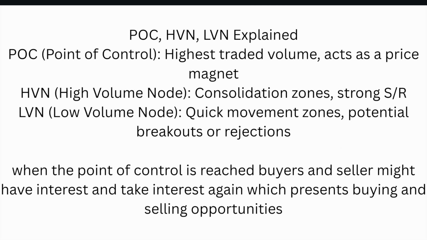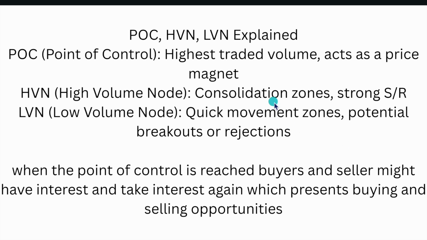So the three main things to look at are the point of control. Point of control is the highest traded volume, and that acts as a price magnet. If we have a lot of buyers and sellers at the point of control, then if the price gets to that point again, there's a good chance that we're going to see a lot of movement there and buyers and sellers again. You could have high volume nodes.